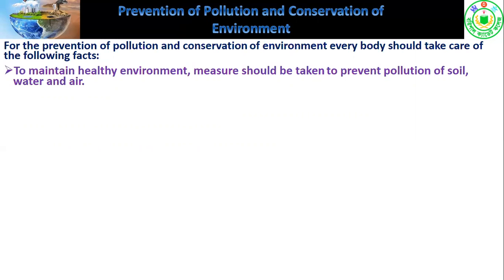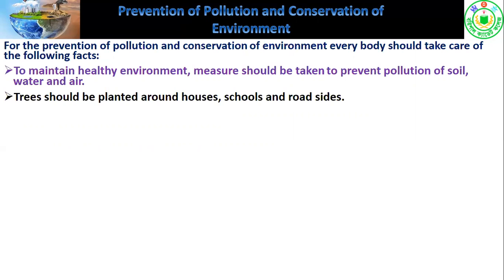At first, to maintain a healthy environment, measures should be taken to prevent pollution of soil, water and air. Trees should be planted around houses, schools, and roadsides.